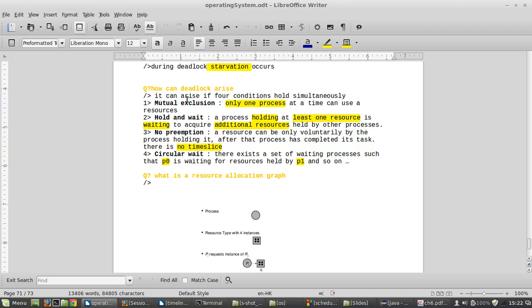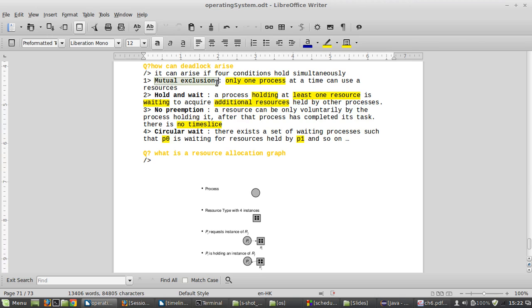So how can a deadlock arise? It can arise under 4 conditions. These 4 conditions are, first, mutual exclusion. Before, we performed mutual exclusion to synchronize among many processes, right? So only one process at a time can use the resource. Deadlock can occur in the mutual exclusion situation, because only one process at a time can use the resource, whereas all the other processes must wait for this process to complete its task, right?